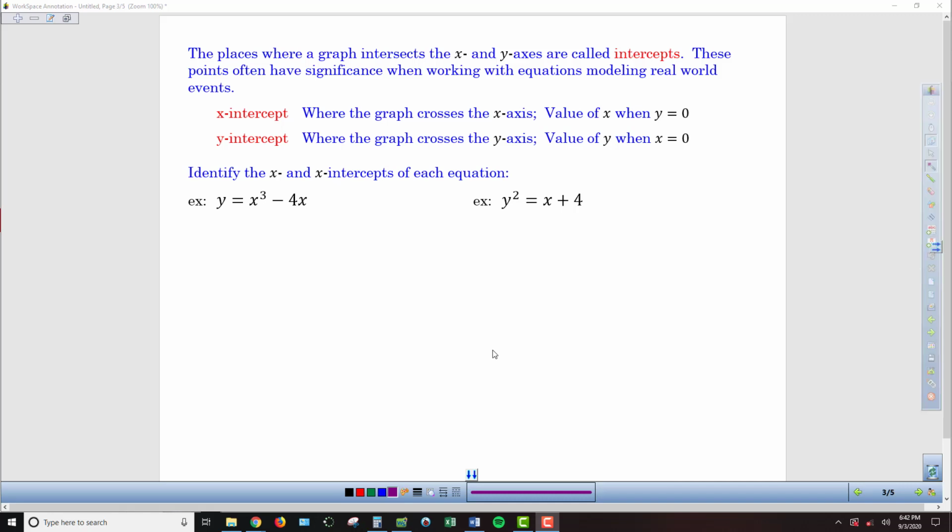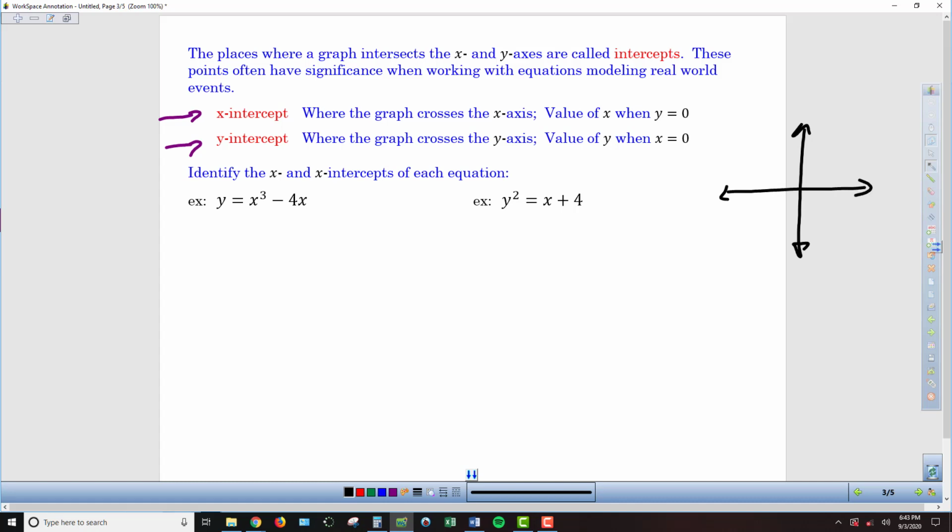Of particular interest to us when we're analyzing equations and thinking about their graphs are the locations where a graph crosses through the axes. Whether that's the x-axis, we call that the x-intercept, or the y-axis, we call that the y-intercept.